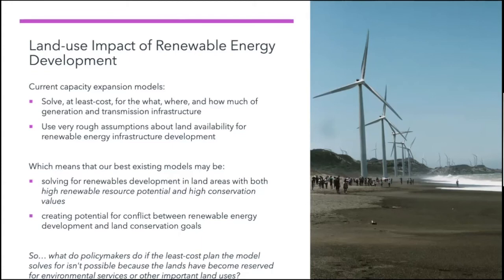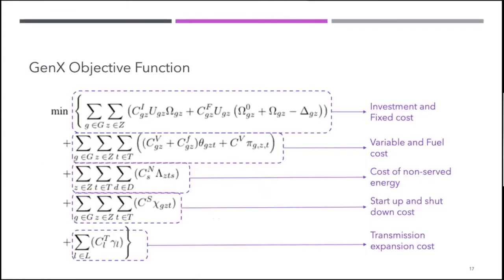For doing this, we use a GenX capacity expansion model that we frequently used in Zero Lab. And this model has 5 cost objectives, right? It has fixed and investment cost. It has variable and fuel cost. It has cost of non-served energy, startup and shutdown cost, and it has a transmission cost parameter.